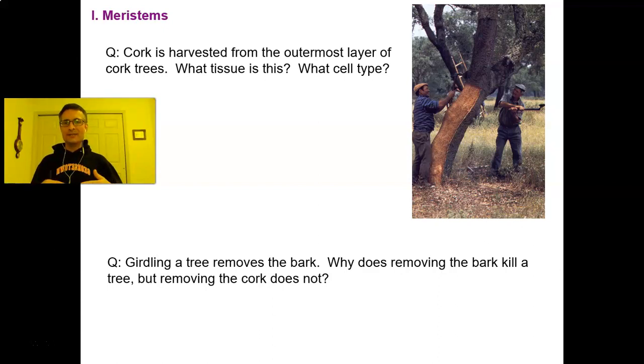Once the roots die, the roots can't send water up the xylem to the leaves, and so eventually the rest of the tree dies as well. So there's a big difference between cork, which is the outer layer of bark, and all of the bark, which includes both the living and the non-living parts, and the living part includes phloem, which is essential for transporting carbohydrates.